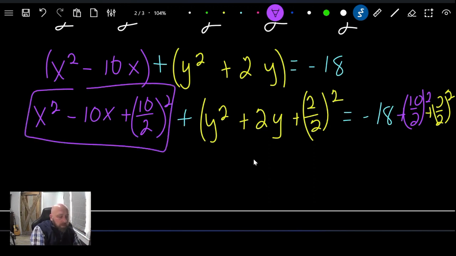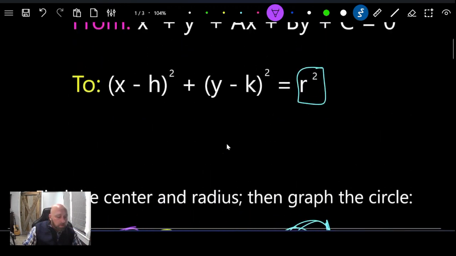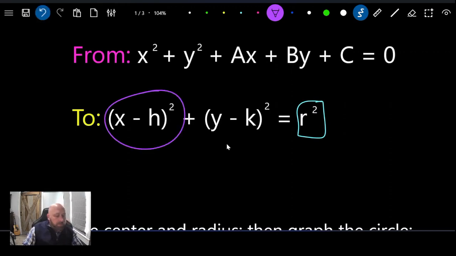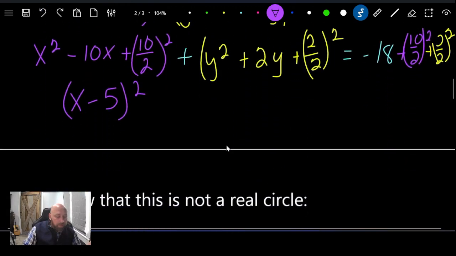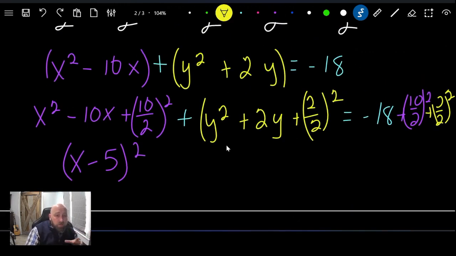When I factor this right here, I'm going to get (x minus 5) squared. Okay. Now, you should be like, oh wait, that's what I'm looking for. Yeah, go back up here. That's what you're looking for, x minus something squared. Perfect, we got it. That's why we completed the squares, so that we can factor it and get what we need here. When I do this one here, this is going to give me (y plus 1) squared.